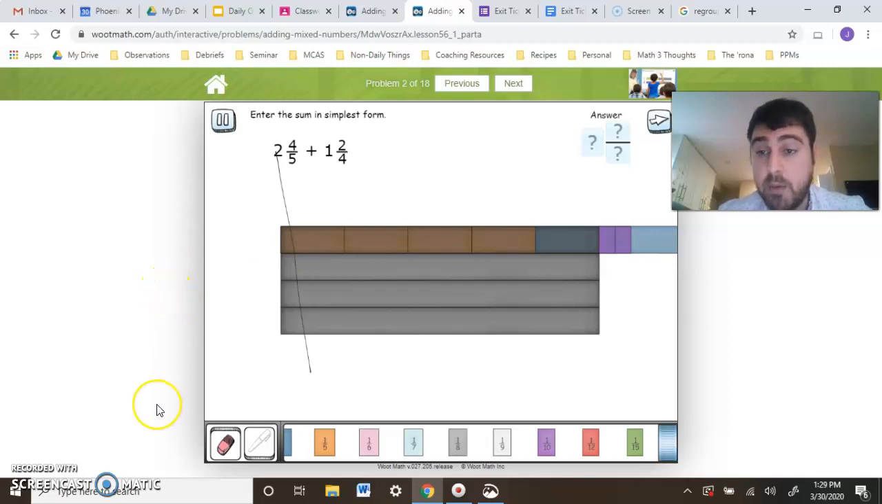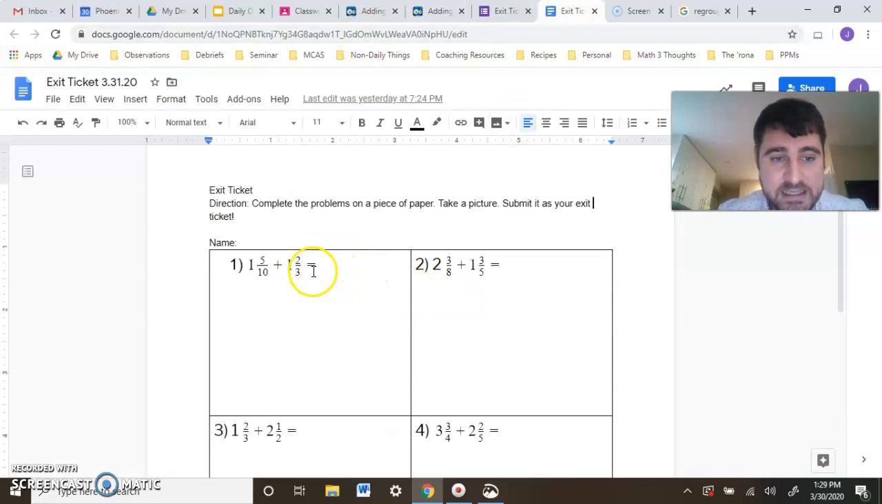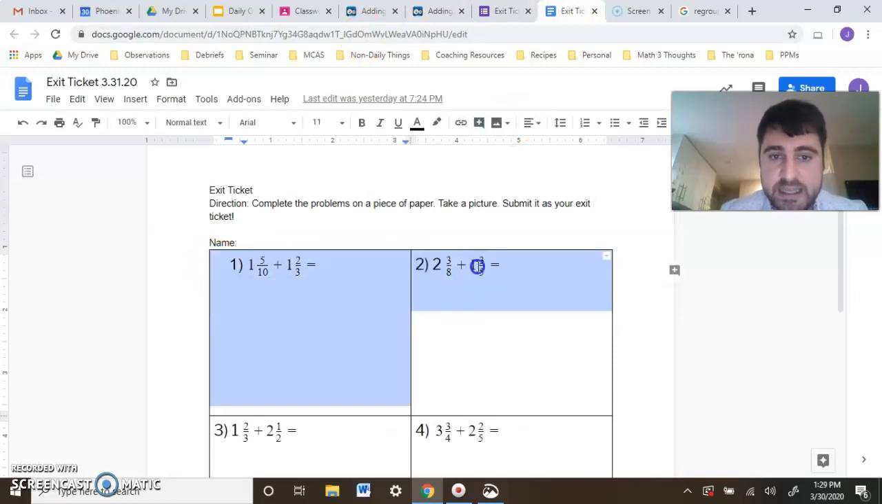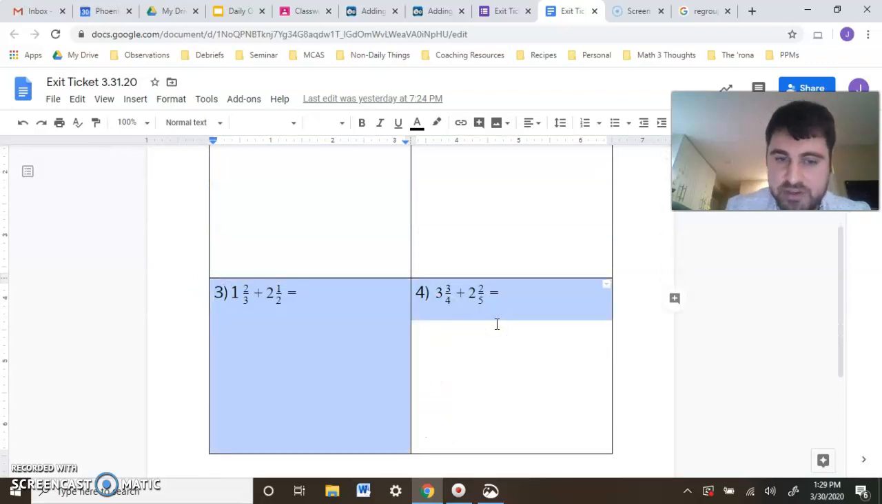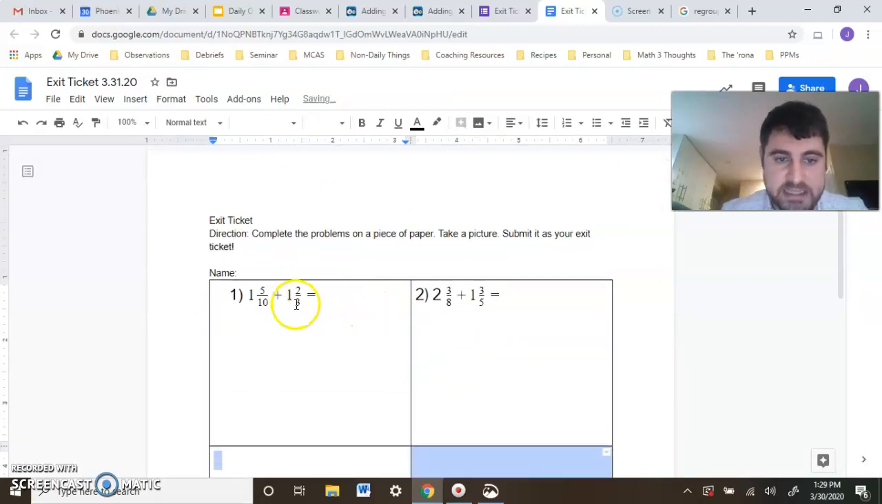Okay. What I would like to see you do today is practice on the exit ticket. You're going to see that we have these 2 problems. I'm actually not even going to make you do these 2. Just practice these 2 problems. Take a picture and submit it to me.